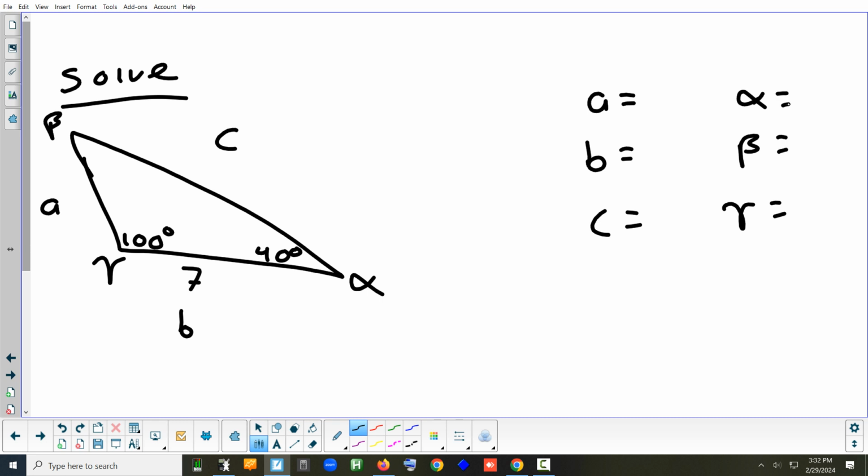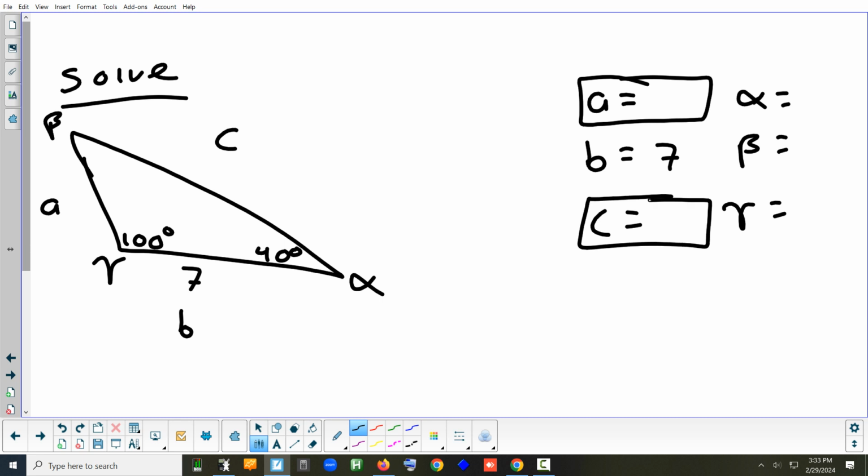Do we know A? No, so we have to find it. Do we know B? Yeah, we know it because it's opposite beta. Do we know C? No. Do we know alpha? 40 degrees, that one's labeled as the 40. How about beta? No. So we already have three things we don't know, but we do know gamma. It's 100.